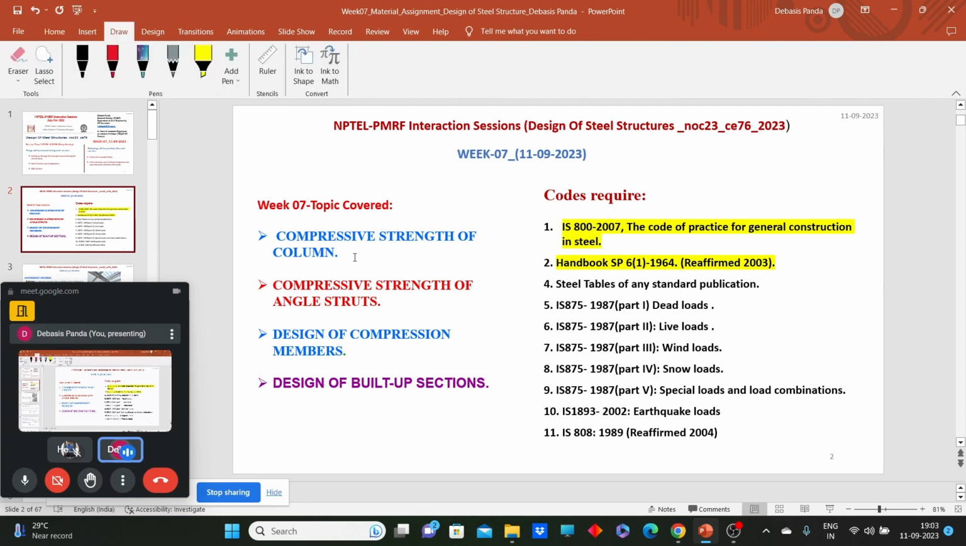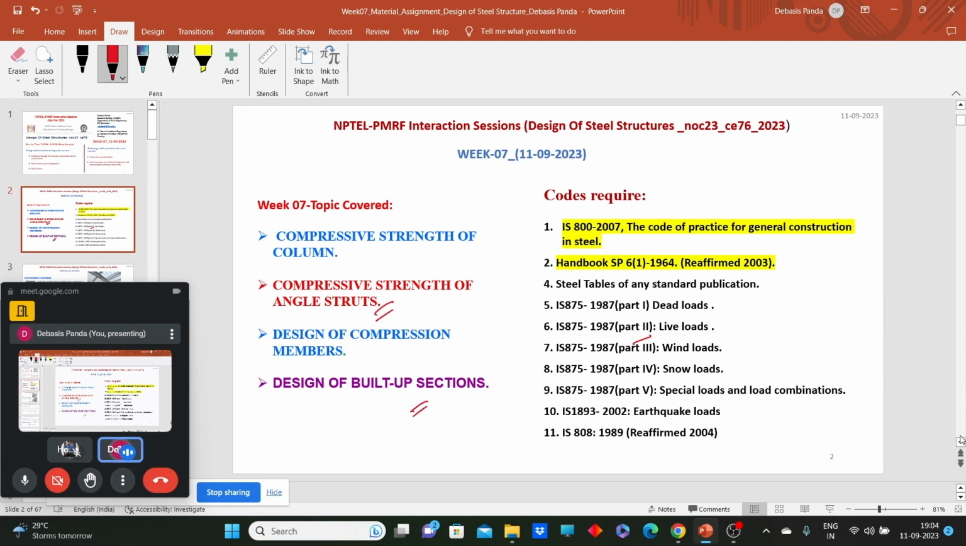So today first we will revisit the section. First we will learn how to calculate the compressive strength, which factors govern that compressive strength, and how to deal with them. Then we will learn how to calculate the compressive strength of the angle strut, both single angle strut and double angle strut. Then we will learn the steps of how we can design a compression member. Then we will go to the built up sections.